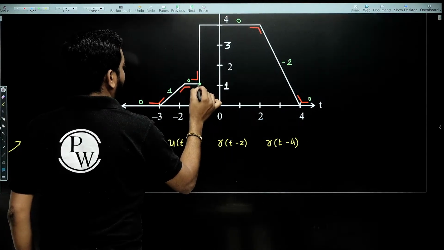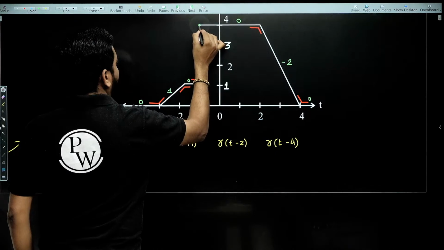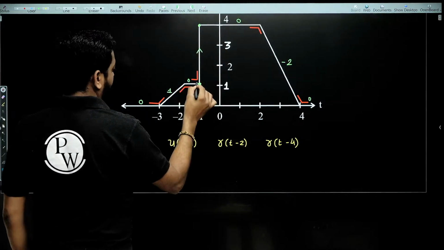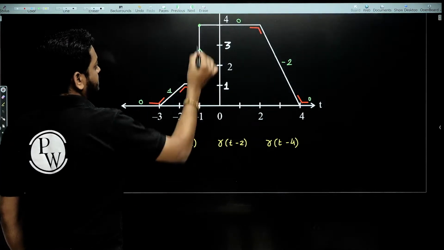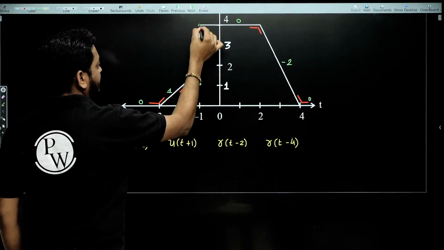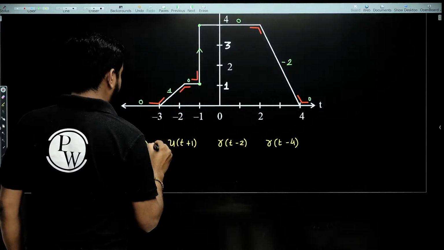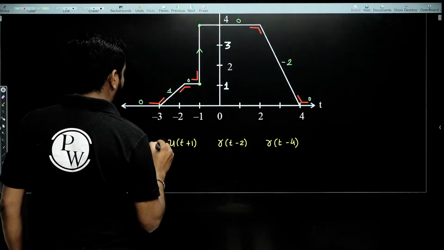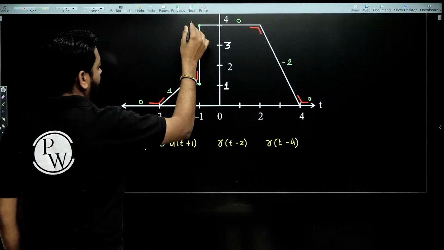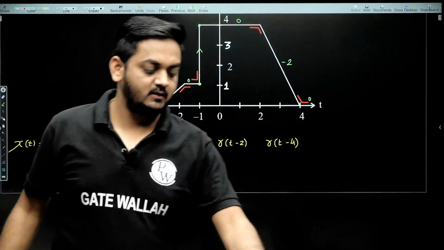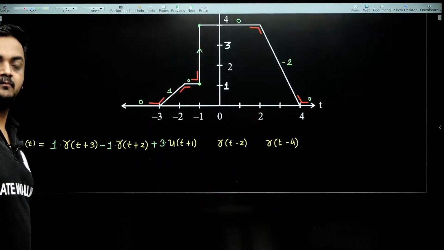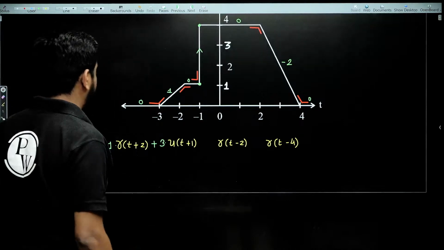Here, the change in amplitude from here to here. Correct? Next amplitude minus previous amplitude. Next is 4, previous is 1. What is the change in amplitude? 4 minus 1, that is plus 3, guys. Clear? 4 minus 1 is plus 3.